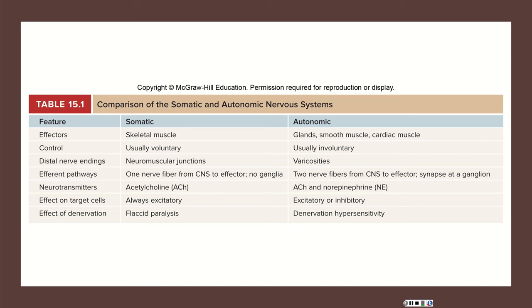Unlike when we were talking about skeletal muscles, when we're talking about the autonomic nervous system, this is all going to be involuntary responses. This is the stuff that keeps you alive without you having to think about it. And we briefly mentioned this at the start of our nervous tissue chapter. But this table shows us the difference in the somatic versus the autonomic nervous system.